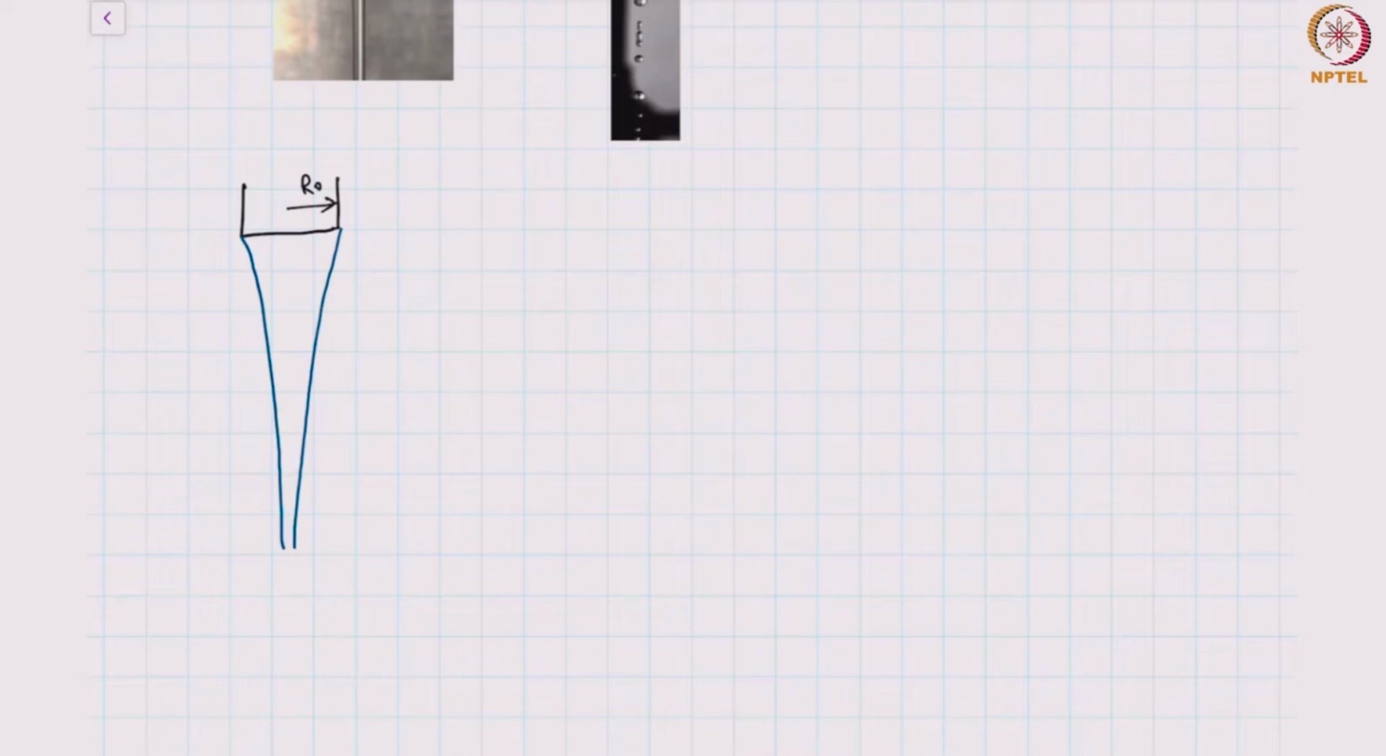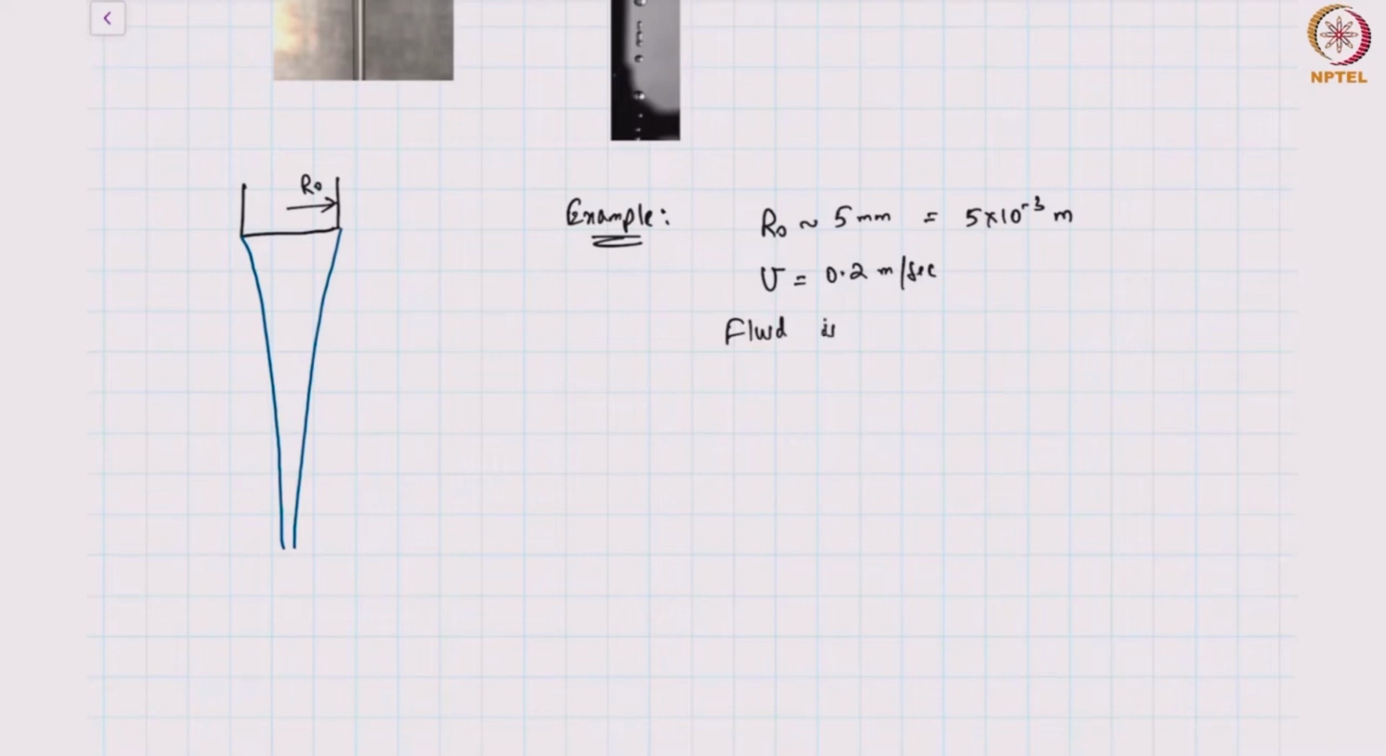So let's consider a tap. This is just an example. A tap whose radius is about 5 millimeters. So that gives me 5 into 10 power minus 3 meters. We will consider an exit velocity of the fluid of about 0.2 meters per second. We will take the fluid as water. Therefore, its kinematic viscosity is 10 power minus 6 meters square per second.